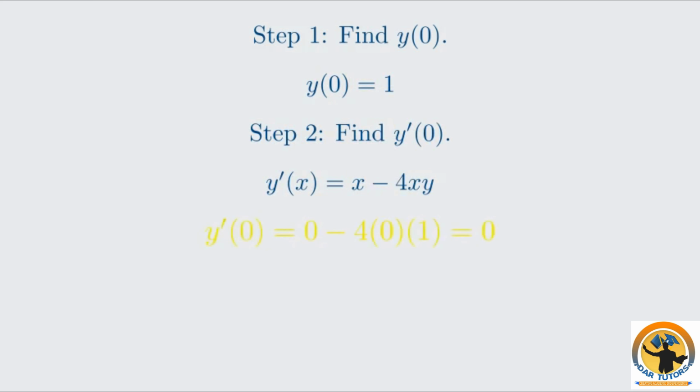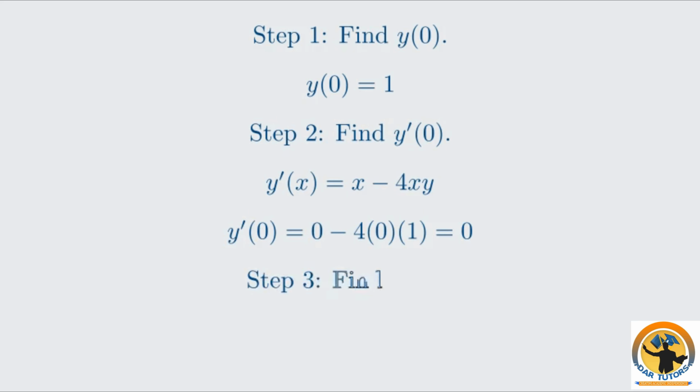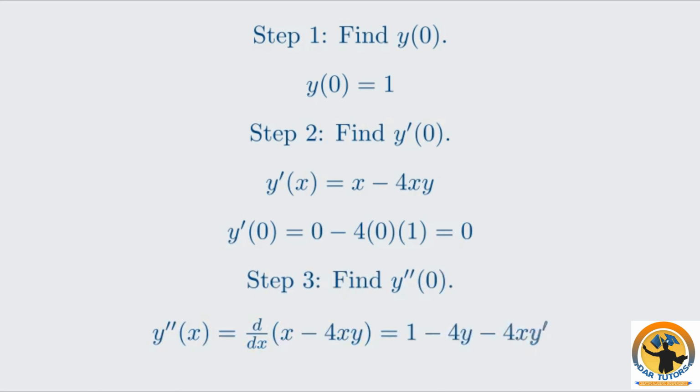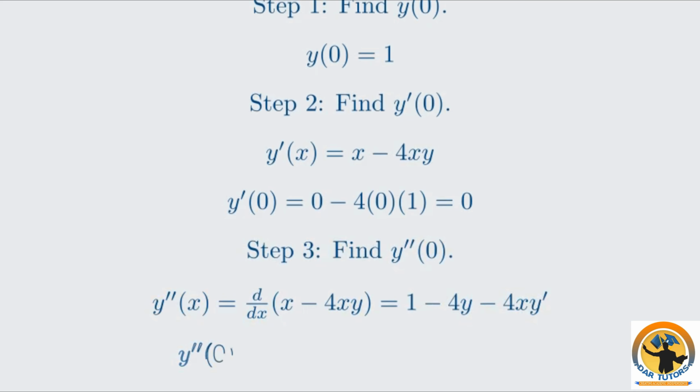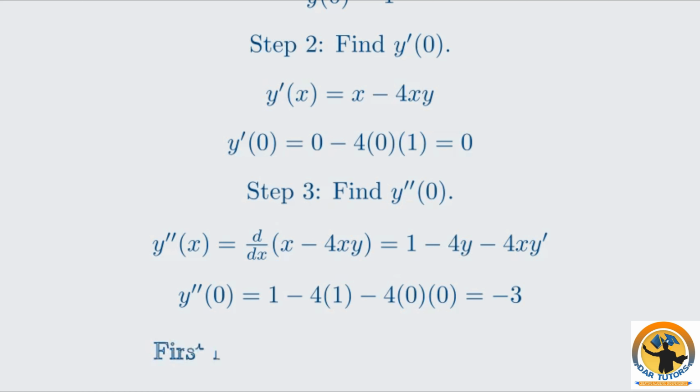Since y prime of 0 is 0, the x term in the Maclaurin series is 0. We need to find the next non-zero term. We differentiate y prime of x using the product rule to find y double prime of x. Then we substitute x equals 0, y equals 1, and y prime of 0 equals 0. This gives y double prime of 0 equals negative 3. Now we have a non-zero term. The second term in our Maclaurin polynomial is y double prime of 0 over 2 factorial times x squared, which is negative 3 over 2 factorial times x squared.